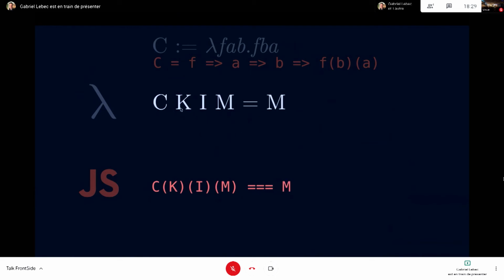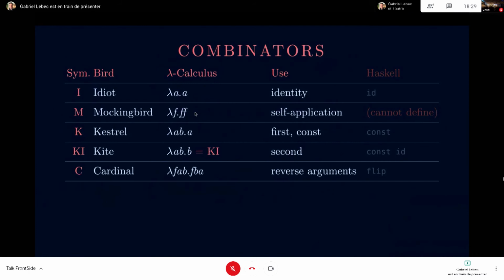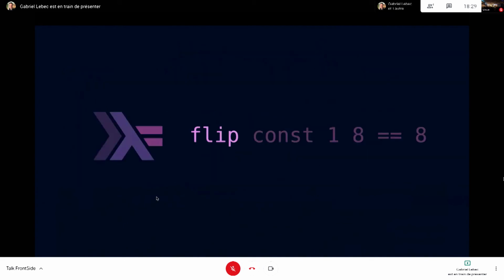So flip the kestrel, or the K function, and you get a function that returns its second argument, which means it's the same as the Ki function. The flip of the kestrel is the kite. That's kind of cool. This cardinal function reverses function arguments. It flips them around. And in fact, in Haskell, we call it flip, and that's one of the built-in functions.